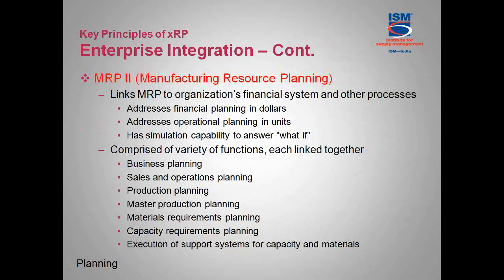So it comprises a variety of functions, particularly business plan, then sales and operation plan, production plan, master production schedule, material requirement plan, capacity requirement plan, and execution plan at the shop floor level. To understand these different plans, let's take one example, like the automobile industry. In the automobile industry, the topmost level is the business plan. It is called a strategic plan in the organization.